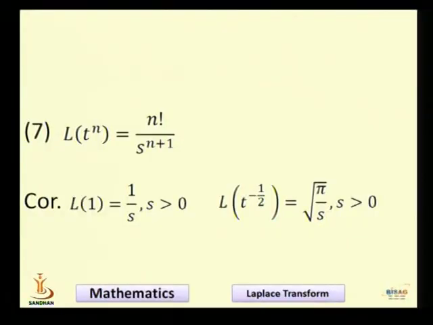Next one, we obtain the Laplace transform of t raised to n. It is n factorial upon s raised to n plus 1. And from this formula we will derive two corollary, namely Laplace of 1 equal to 1 upon s where s greater than 0, and Laplace of t raised to minus 1 half equal to square root of pi upon s where s greater than 0. Now first derive the formula Laplace of t raised to n.